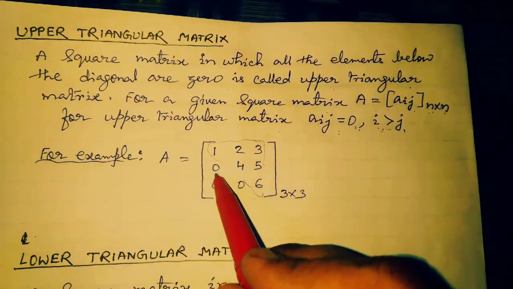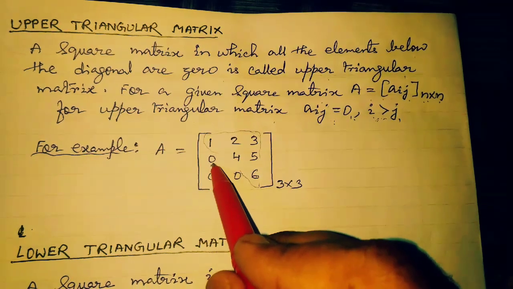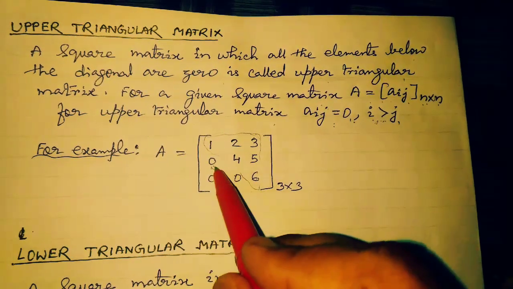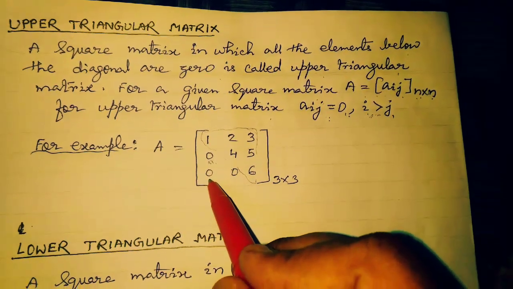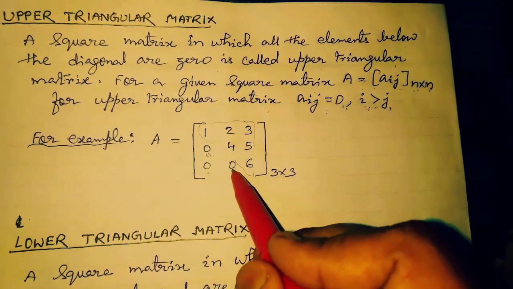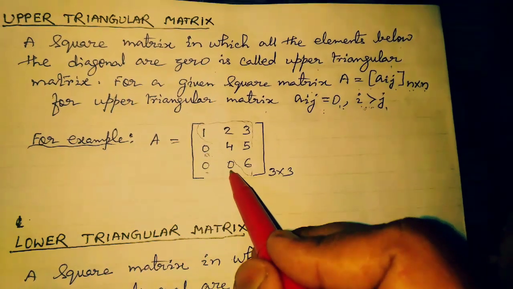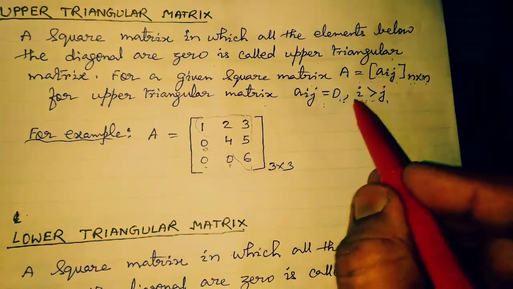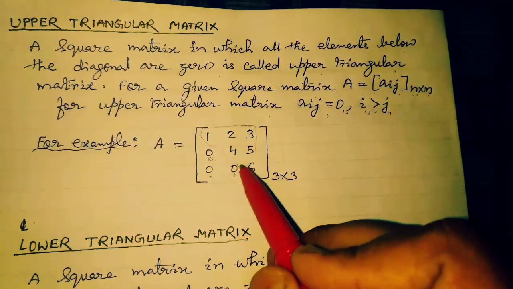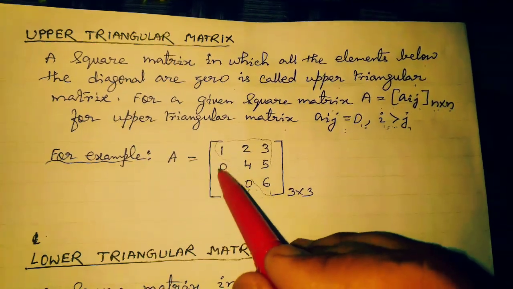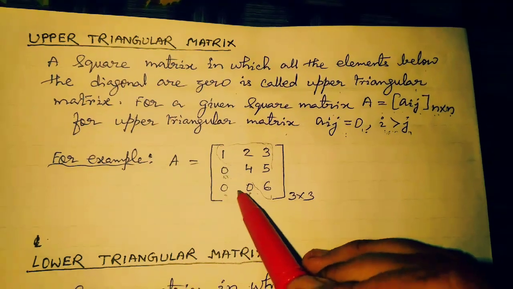If you see here, this is A21, means second row first column. Here i is greater than j. Here also, A31, i is greater than j. This is A32, and again i is greater than j. So all these elements Aij are 0 when i is greater than j. This is called an upper triangular matrix. So in an upper triangular matrix, the elements below the leading diagonal are 0.